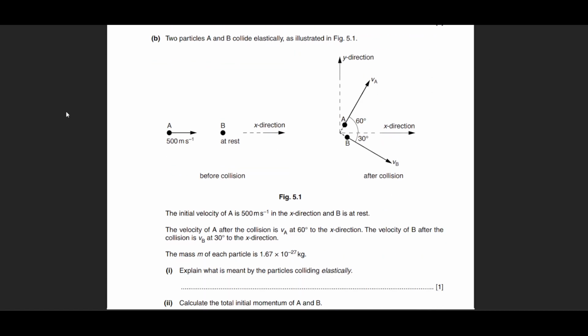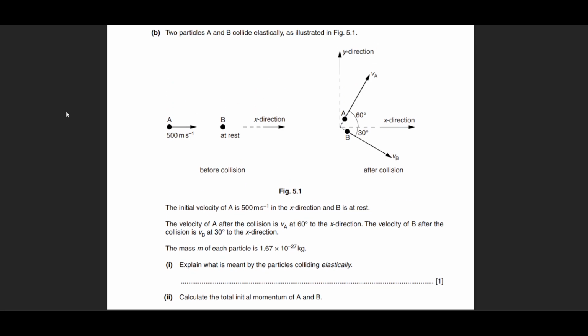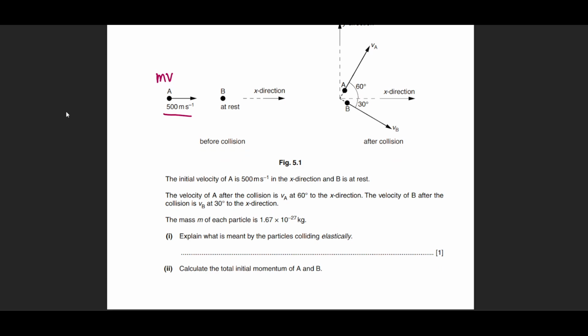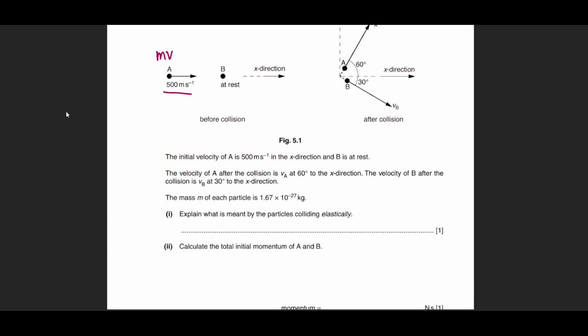Now, this is a two-dimensional momentum question. Be advised that you cannot solve this question just involving velocity or just involving mass. Since this is a momentum question, both quantities should go hand in hand, even for vector components. So it does tell me that A is moving at 500 meters per second, B is at rest, and the mass of each particle, M, is already given to you, which is 1.67 times 10 to the power minus 27. Now, this number actually tells me that this is from atomic physics, and these might be protons or neutrons present outside the nucleus, right?